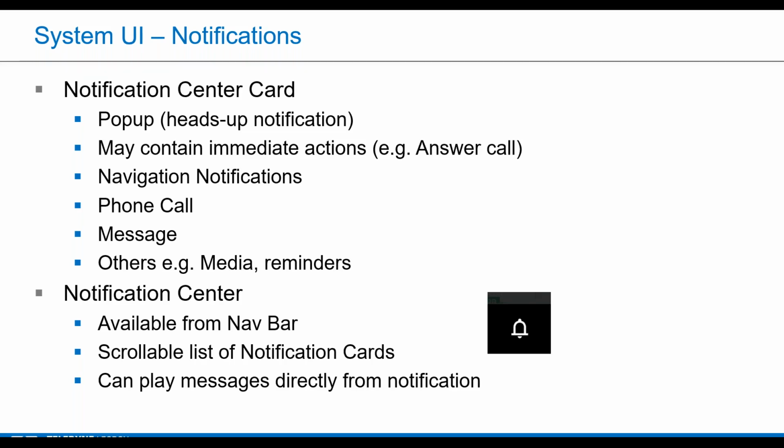Looking next at the notifications, these consist of notification center cards, and they can be pop-ups if you're on a screen. They can contain immediate actions, such as if a call comes in, an option to answer or decline that incoming call in the pop-up. You have navigation notification if you're not on the map screen, so your turn-by-turn navigation. Could be an incoming phone call or messages or other things such as media or reminders. The user can also, by hitting the bell icon in the nav bar, go to the notification center, and that will show a list of the notification cards. That allows the ability, for example, in each of those cards to play a message directly from the notification card in the list.